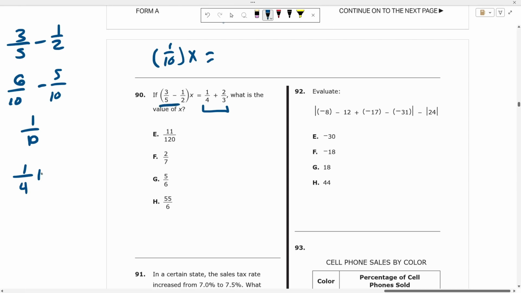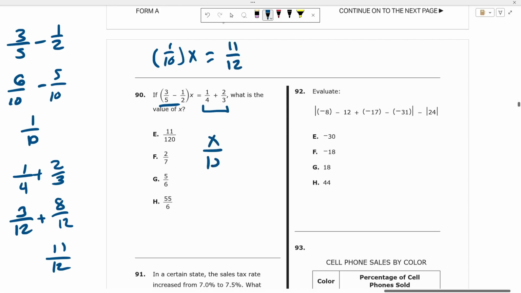I have 1 over 4 plus 2 over 3, which is going to equal 3 over 12 plus 8 over 12, which is 11 over 12. Okay? This is equal to 11 over 12. So now you have x over 10 is equal to 11 over 12, and I could just cross multiply from here on out. So x times 12 is equal to 12x, and 10 times 11 is equal to 110.